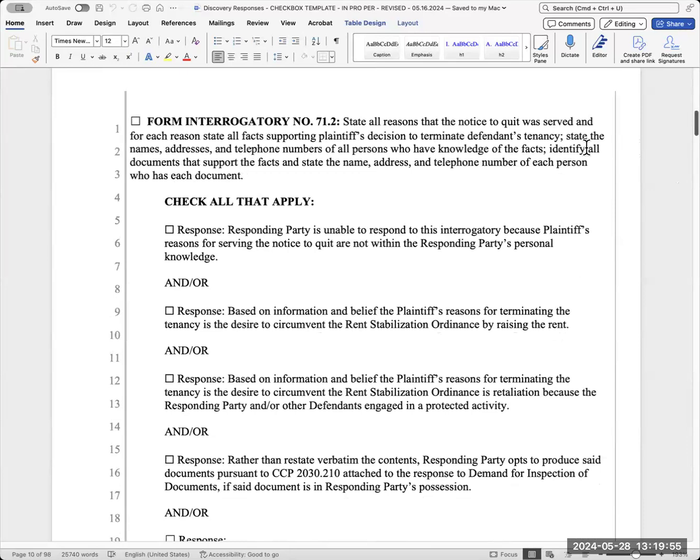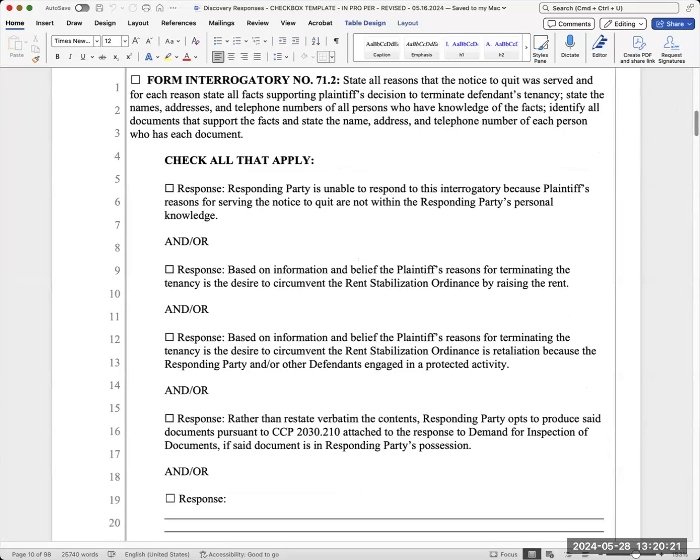71.2: state all reasons that the notice to quit was served, and for each reason, state all facts supporting plaintiff's decision to terminate defendant's tenancy. State the name, address, and telephone numbers of all persons who have knowledge of the facts. Identify all documents that support the facts, and state the name, address, and telephone number of each person who has each document. Now, when you respond to this question, you have to think about what it is in your knowledge.